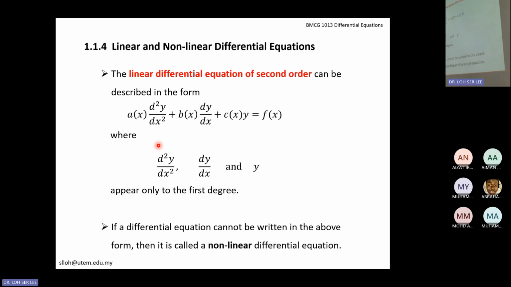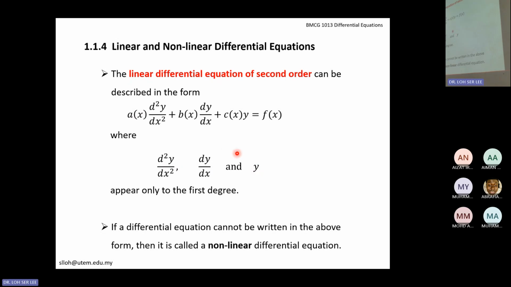There are two criteria for a differential equation to be categorized as a linear differential equation. The first criterion is that all these derivatives and also the dependent variable must appear only to the first degree. That means the power of 1. First degree is power of 1. This is also power of 1, and this y is also power of 1. All these derivatives and the dependent variable must be power of 1.